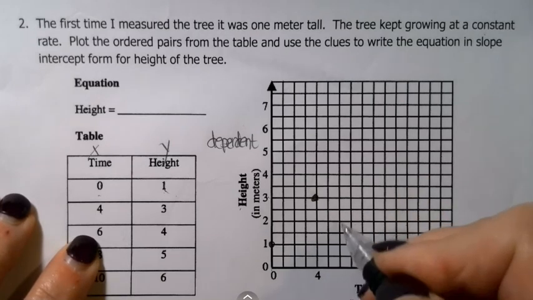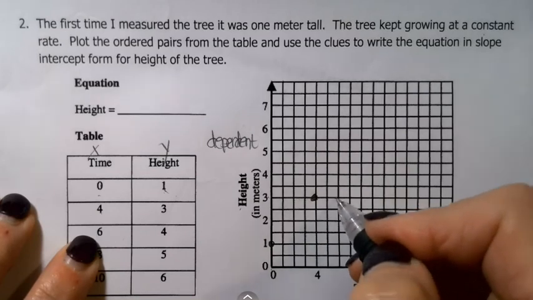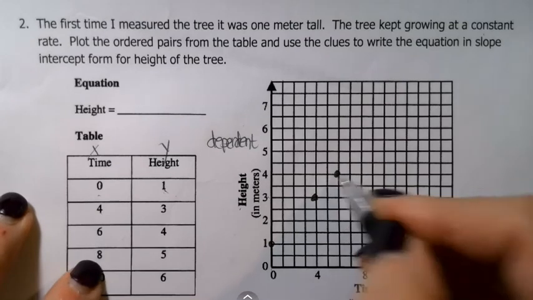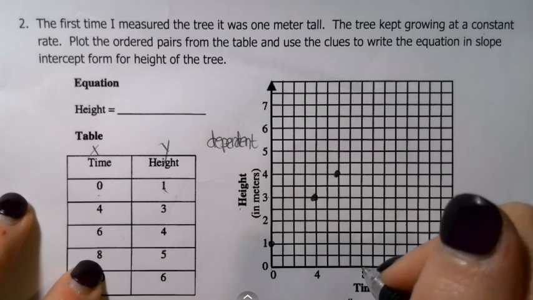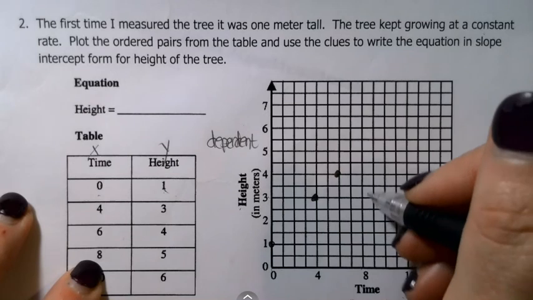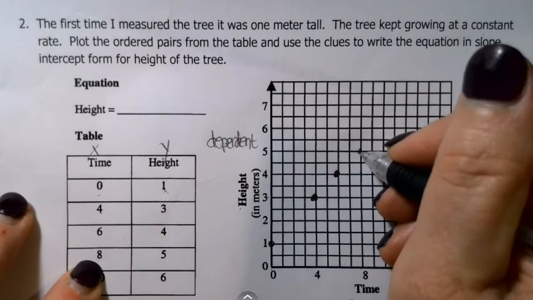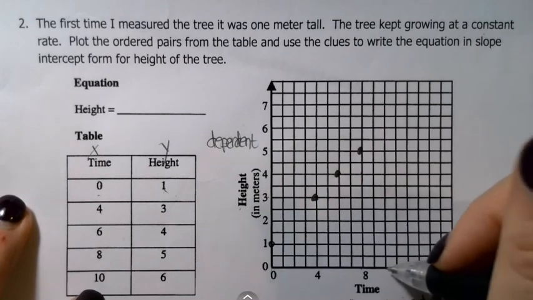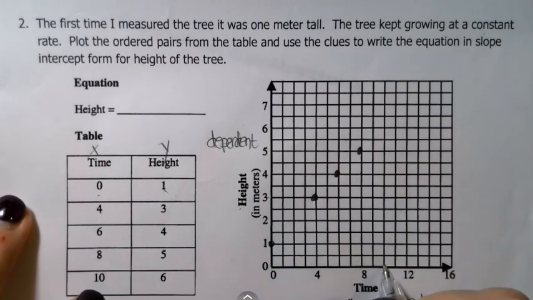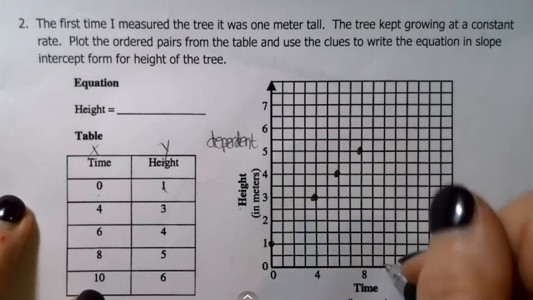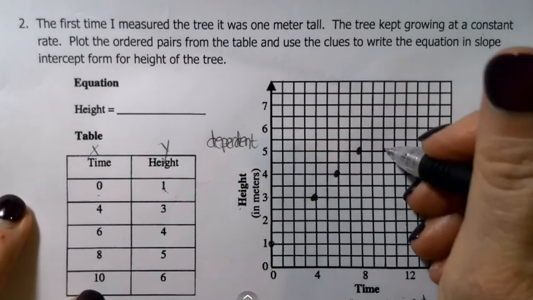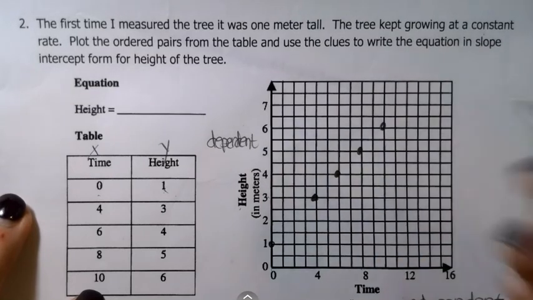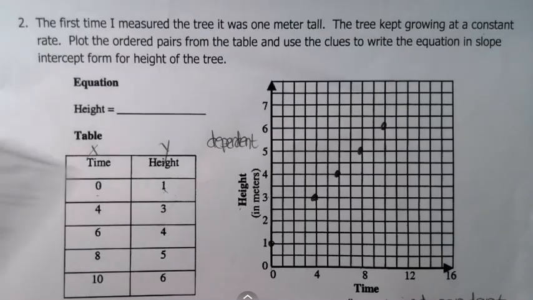So from here, 6. I go up, that was 3, 3 and a half, there's 4. In 8 years, which is this line, it's 5 meters tall. So I'm going, there's 4, 4 and a half, there's 5 meters tall. And the last point is in 10 years, which is right here, halfway between the 8 and the 12 on my x-axis, I go up to 6 meters tall. So there's 5 meters, there's 6 meters, and you make your line by connecting your dots.